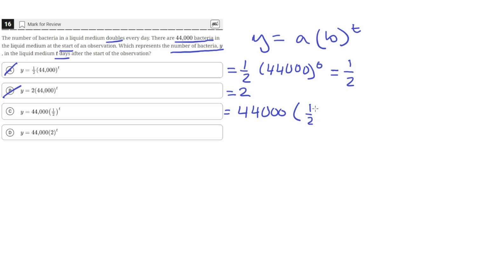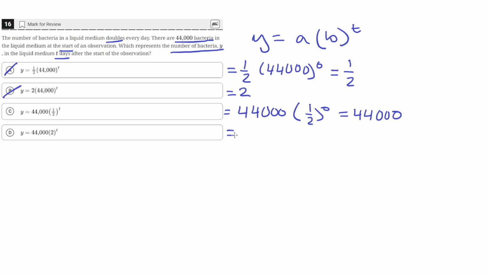And then for C here, we get 44,000 times 1/2 raised to the 0. So 1/2 raised to the 0 power is just equal to 1, and 1 times 44,000 is 44,000, which is correct, since there are 44,000 bacteria at the start of the observation.